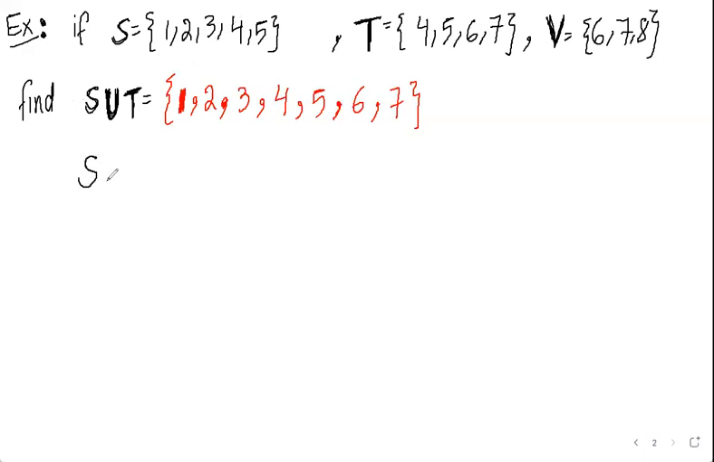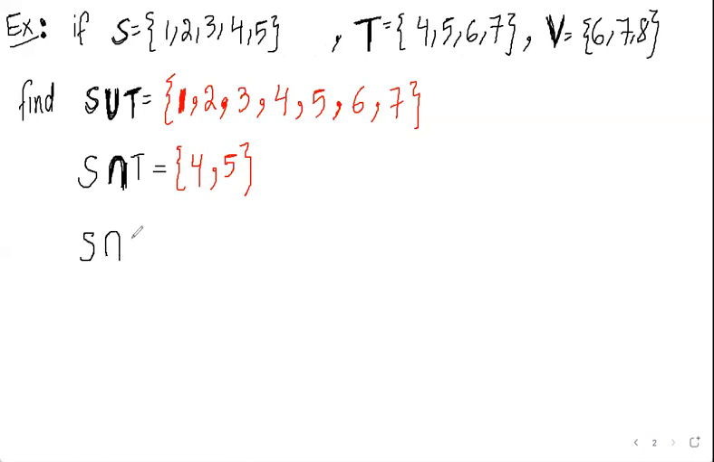Now for the set S intersect T. This means the common elements between both sets S and T. So we're looking for the common elements. 1 is not in T, 2 is not in T, and 3 is not. 4, yes, because 4 is in S and in T. 5, yes, is in S and in T. So 4 and 5. Any questions?